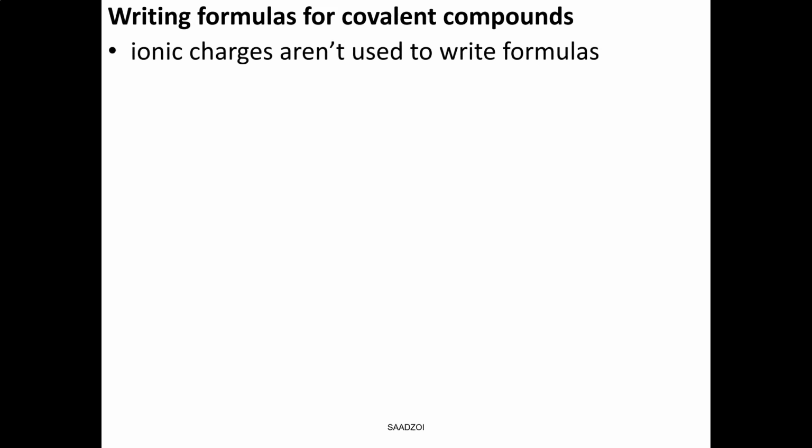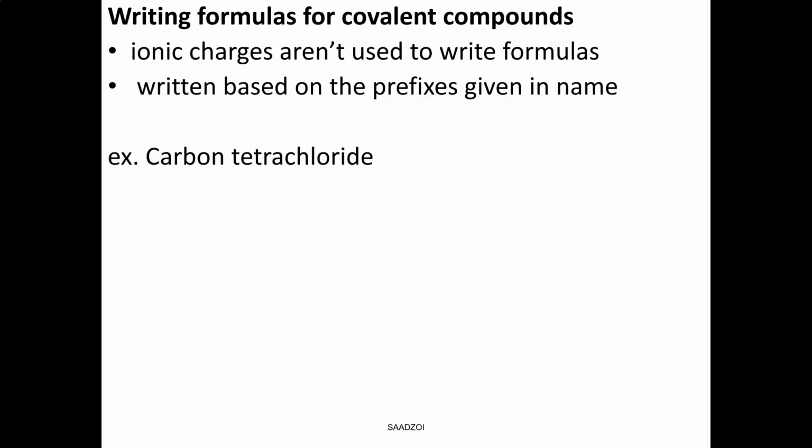Real simple. Writing formulas for covalent compounds, ionic charges aren't used to write the formulas. So you write them based on the prefix. So carbon tetrachloride is telling you there's 1 carbon and 4 chlorines. You're done. That's how easy this is. It's a much easier system than ionic compounds.